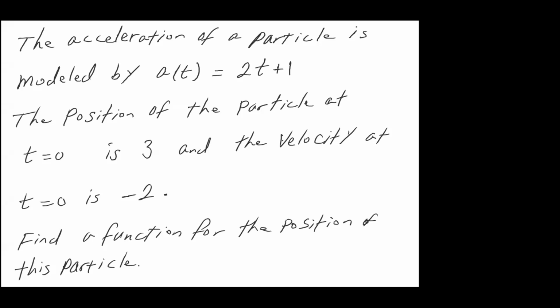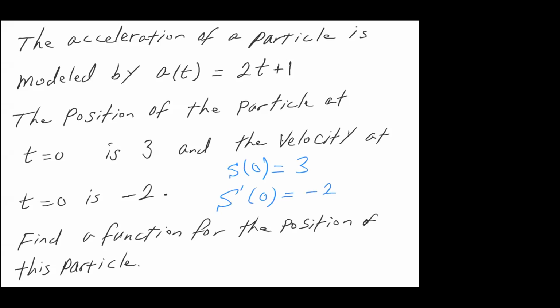If the position of the particle at time 0 is 3, we know position is represented by s. We know that s of 0 equals 3. And the velocity at t equals 0 is -2. So s prime, the velocity, or s prime of 0 equals -2.